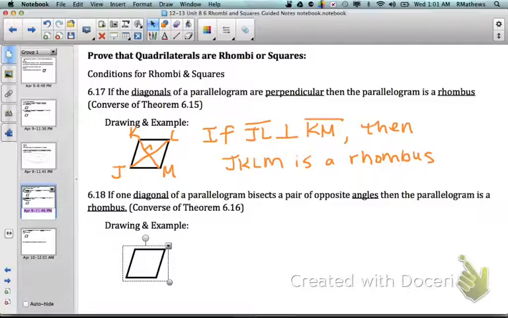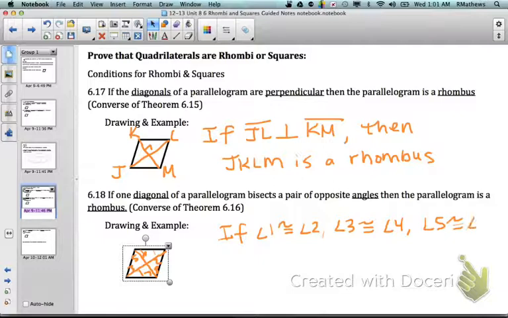6.18: if one diagonal of a parallelogram bisects a pair of opposite angles, then the parallelogram is a rhombus. So this is the converse of that earlier one about all the angles. So if we labeled them all 1, 2, 3, 4, 5, 6, 7, 8, what we're saying this time is, if all of these angles that have a diagonal going through them, angle 1 is congruent to angle 2, angle 3 is congruent to angle 4, angle 5 is congruent to angle 6, and angle 7 is congruent to angle 8.